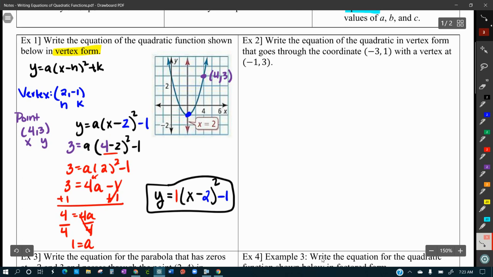So for example 2, write the equation of the quadratic in vertex form. So again, I want the answer in vertex form. So my answer is going to end up in this format.